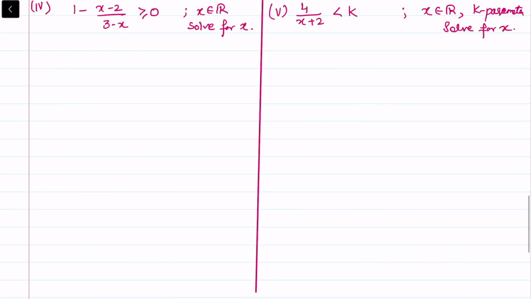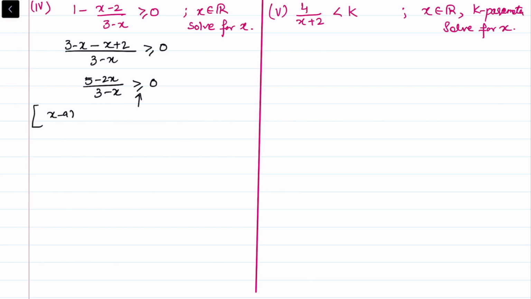Now let us solve question number 4 and 5. For the 4th question, just simply take the LCM. I get 3 minus x minus of x plus 2 divided by 3 minus x greater than or equal to 0. We will get 5 minus 2x upon 3 minus x greater than or equal to 0. Now you see this is greater than or equal to 0. So I am going to apply the formula for x minus a into x minus b greater than or equal to 0. Knowing if a is bigger than b, then x is bigger than the bigger quantity or x is smaller than the smaller quantity.